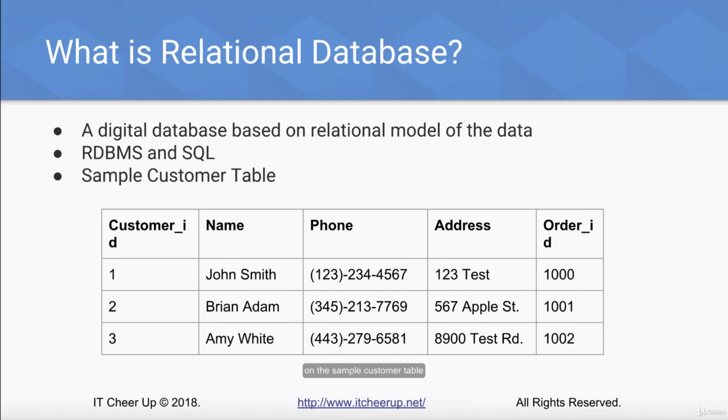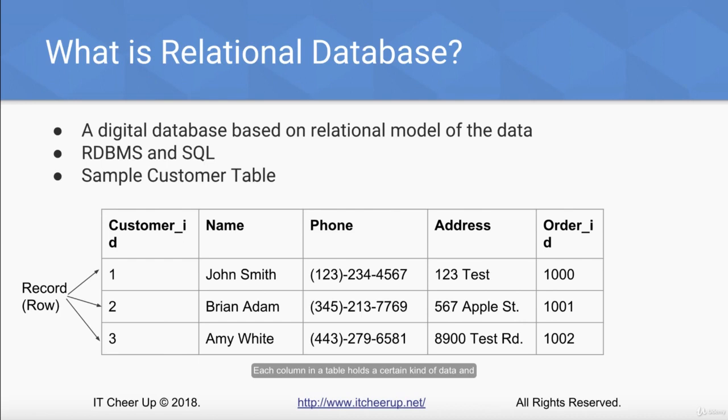Let's take a look on the sample customer table. Tables are used to hold information about the objects to be represented in the database. So the customer table represents customers in the database. The rows or the records in the table represent a collection of related values of one object or entity.